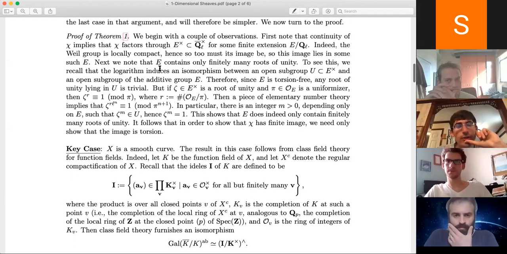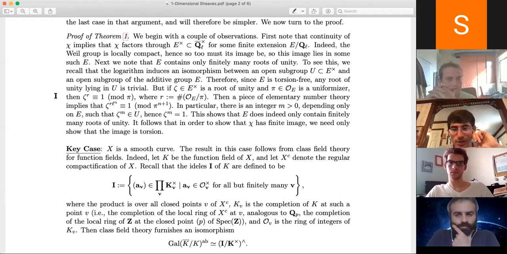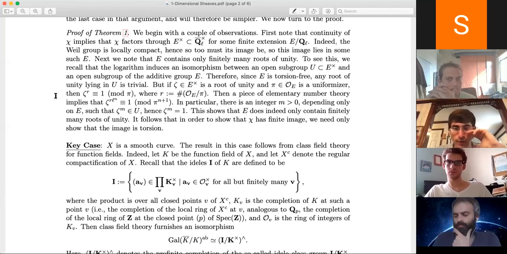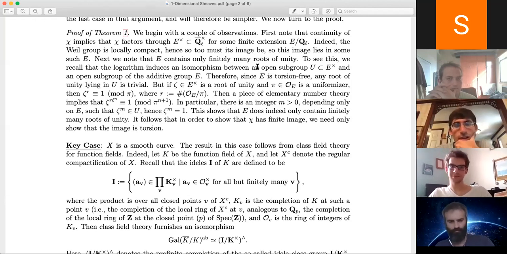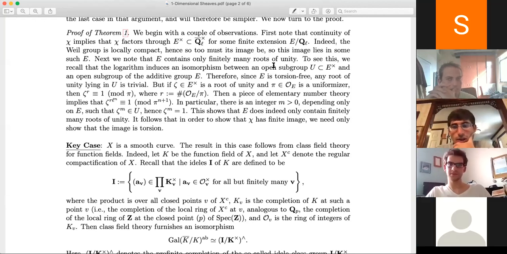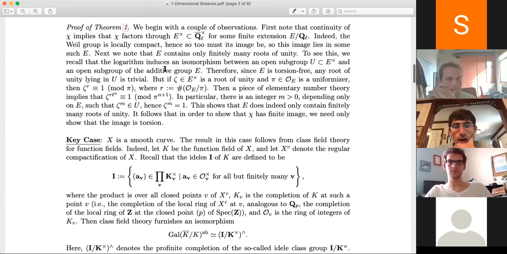And now we also note that E contains only finitely many roots of unity. I don't actually know how comfortable people are with l-adic numbers. Maybe all of you already know this, but I think it's a good idea to say it. So E contains only finitely many roots of unity. Why is that? You have the logarithm map, right?